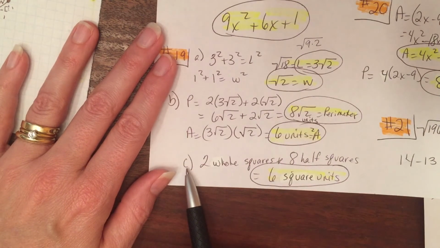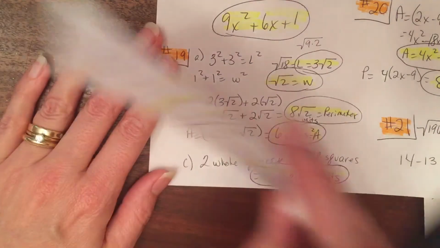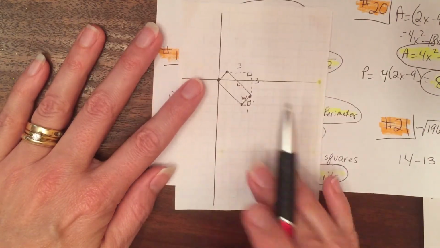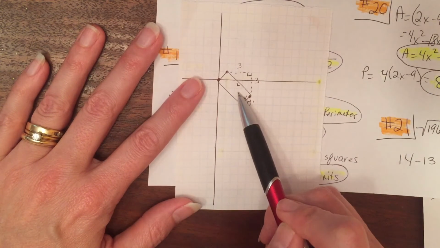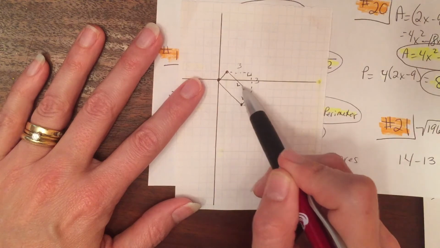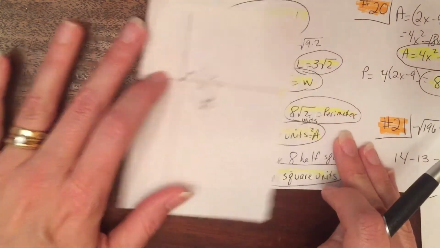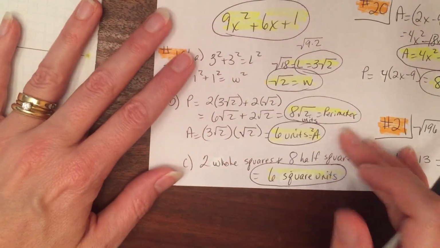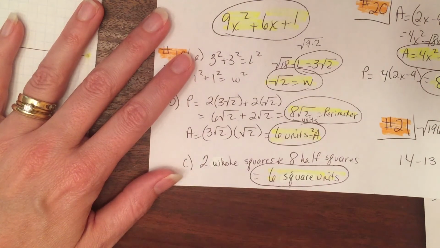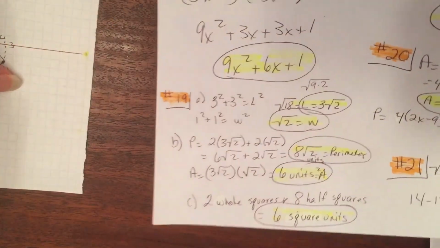And then C says to count the squares that are on our graph to double check that we did our area correctly. So I said I had 2 whole squares, 1, 2 here, and then I had 1, 2, 3, 4, 5, 6, 7, 8 half squares. 8 half squares gives me 4 whole squares here. 2 and 4 make 6 square units.